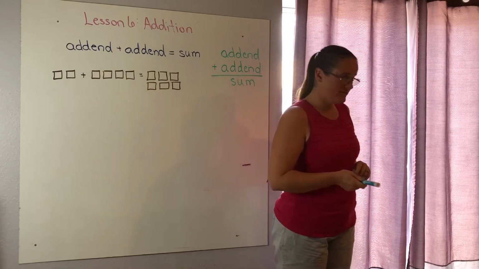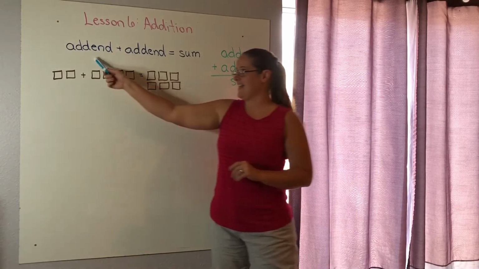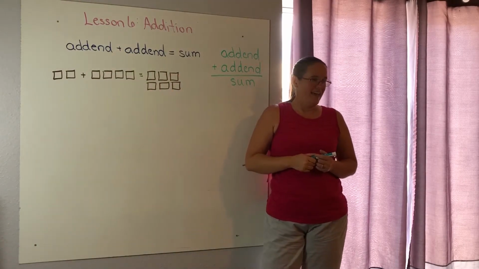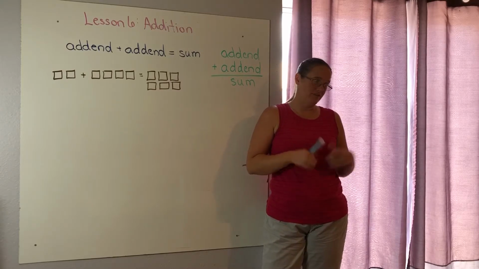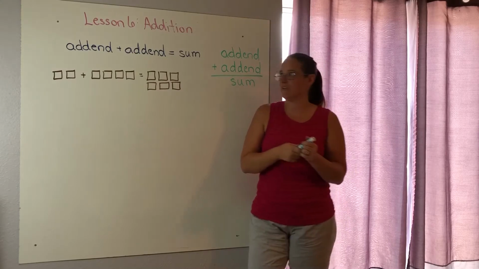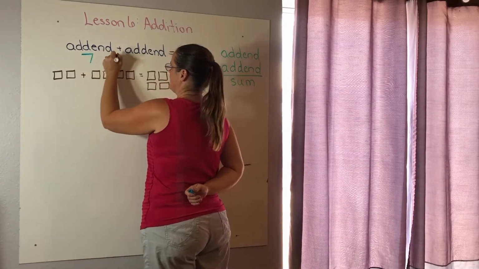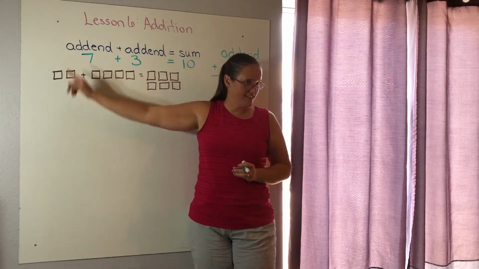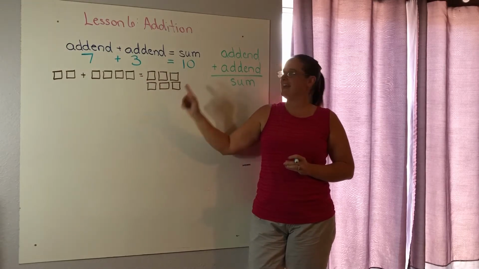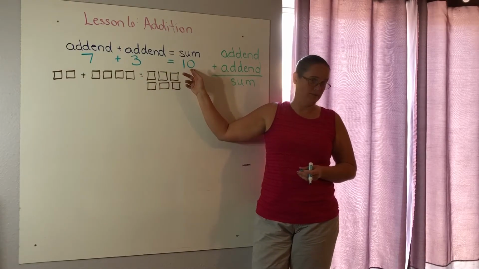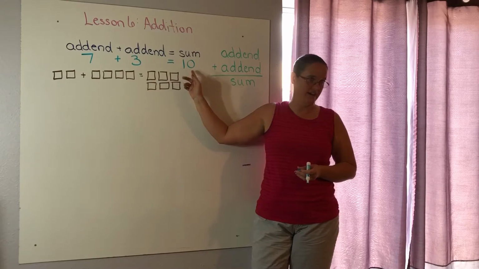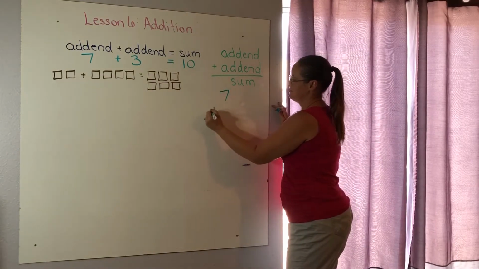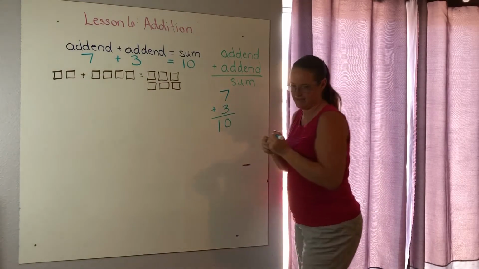There's a little bit of vocabulary that you need to know today, and that is these two words, addend and sum. Addend is just the fancy math word for the two numbers that we add together. So if I were doing 7 plus 3 equals 10, 7 is an addend, 3 is an addend, and 10 is the answer to an addition problem. So 10 would be my sum, okay? We can write it like this, or we can write it up and down like this. We could have written 7 plus 3 equals 10.